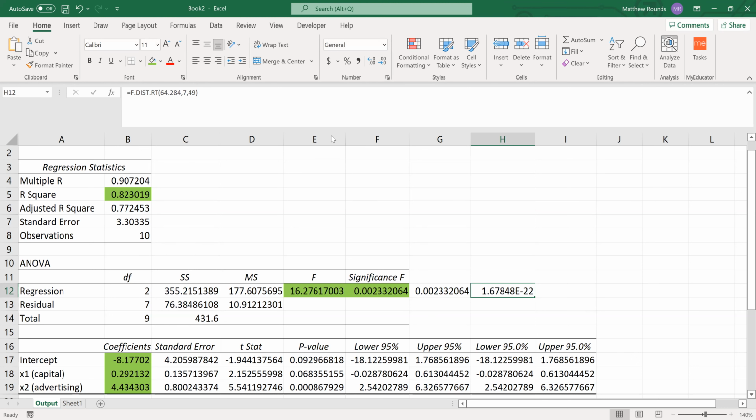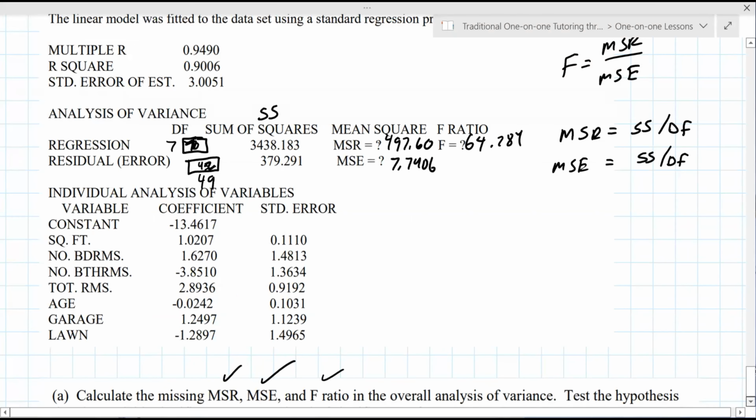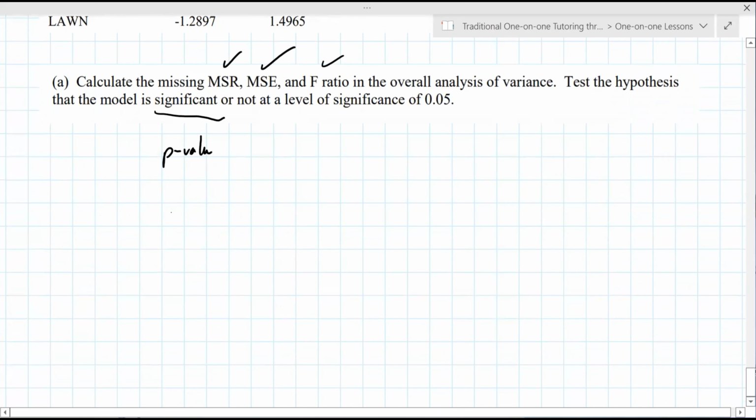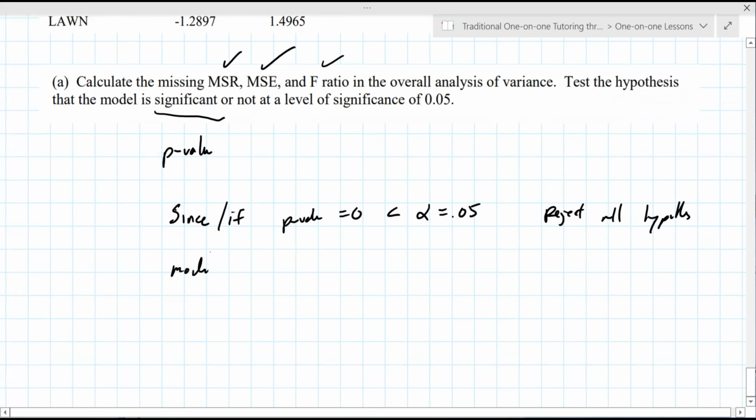So we can now go back and answer that first question. If you recall from your statistics course, if the p-value, which in your problem is 0, is less than alpha, which in your problem is 0.05, you reject the null hypothesis, and that means that the model is significant. It's just a rule. If your p is less than 0.05, it is for sure a significant model.